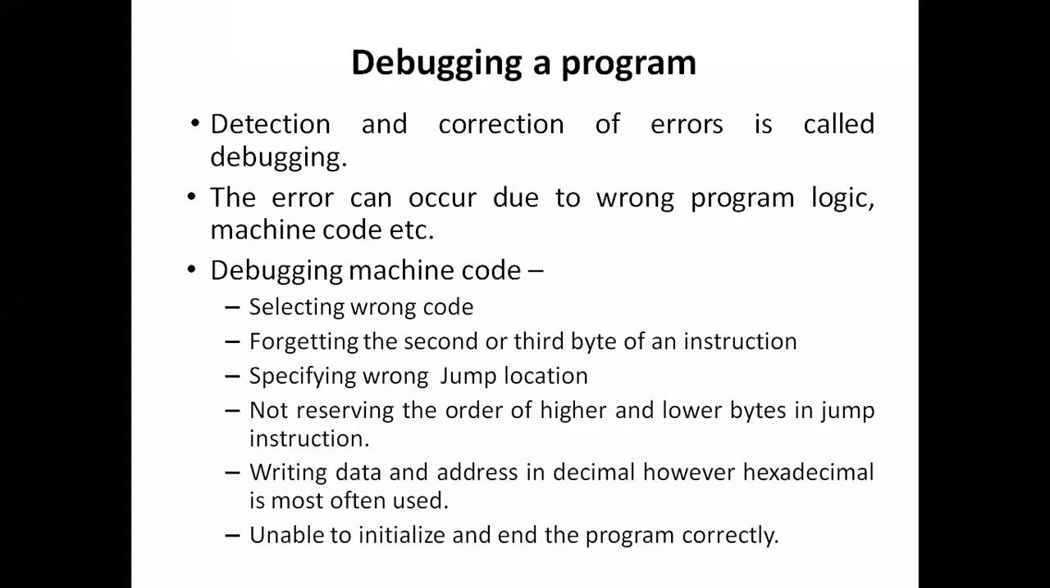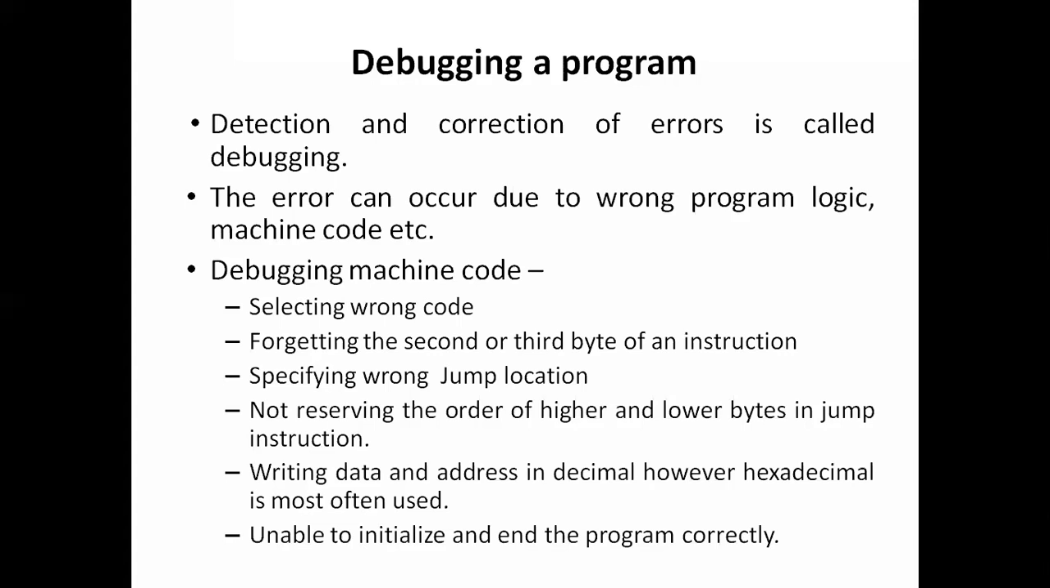And this change in the sequence of the program is obtained by mentioning the address of the memory location where you want to jump. So it may be possible that if you want to jump to 8050 and you have wrongly written 8070 in the instruction, then instead of jumping to 8050, it will jump to 8070. So there are many reasons.